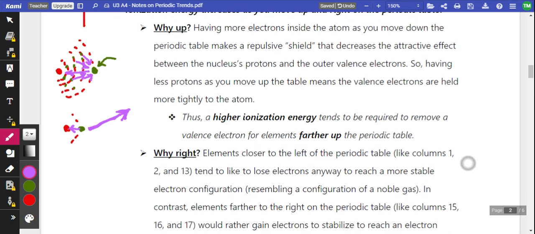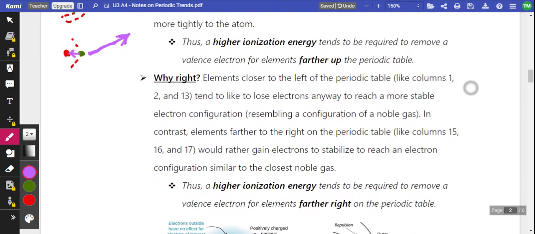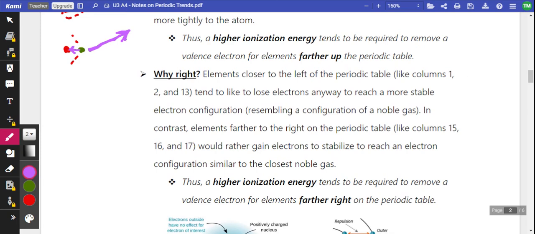Why, right? Well, when we talked about making ions, we talked about atoms that are kind of looking to gain electrons or lose electrons to reach an octet, typically. In more general terms, we're looking for something to get a configuration of electrons that's similar to a noble gas, like something in column 18. Those tend to be very stable, so we're looking for a way to mimic that stable electron configuration.